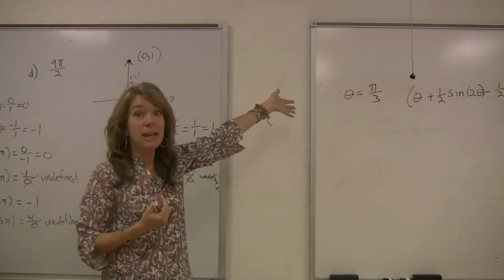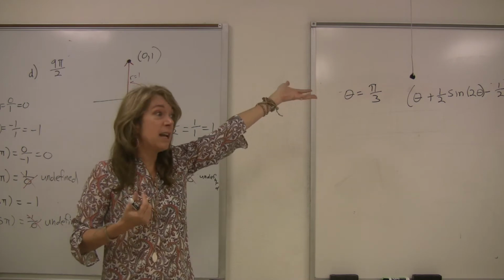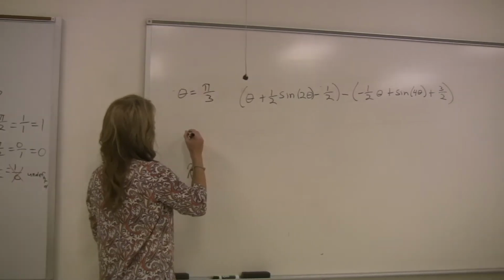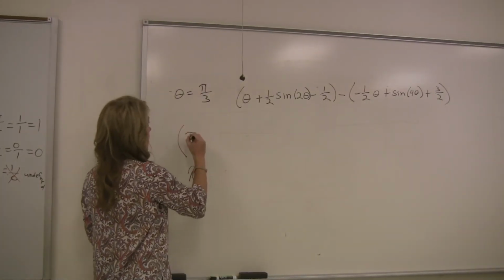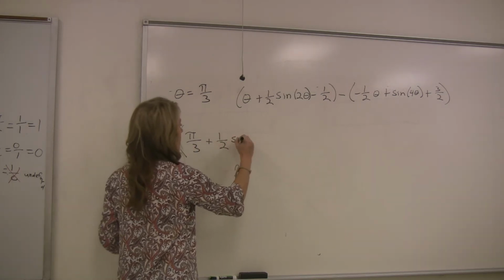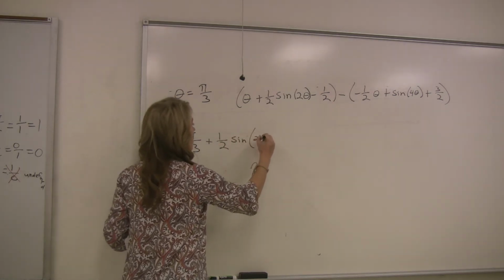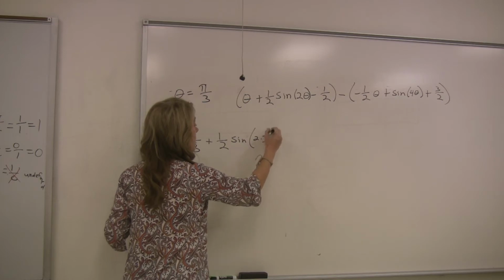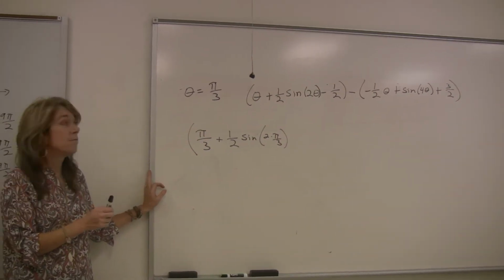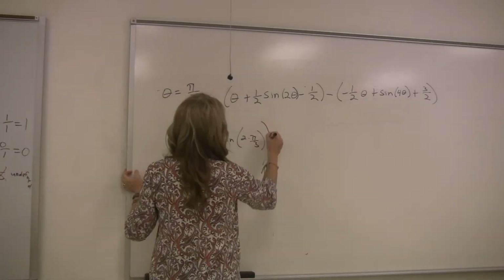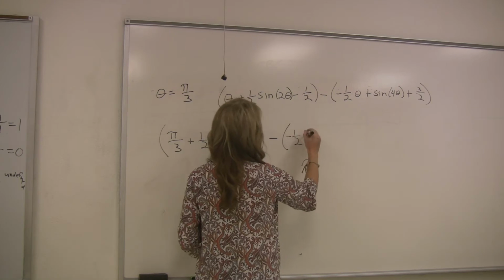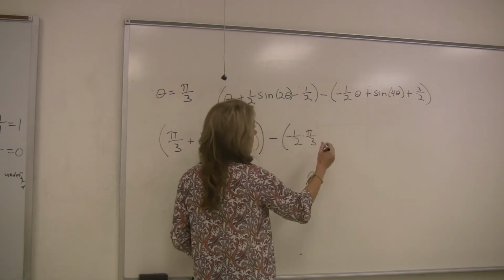So we're going to just plug in theta. We're supposed to plug in theta and then simplify it. We'll do it one little piece at a time. So that's going to give me pi over 3 plus 1/2 sine of 2 times pi over 3. That's what 2 theta means, right? In those parentheses. Minus negative 1/2 times pi over 3.